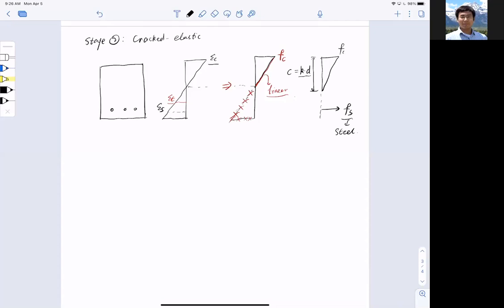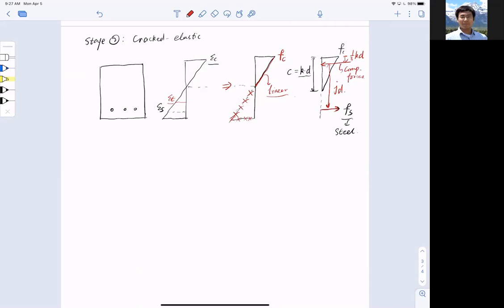And again, this is all under assumption that I will assume the whole concrete compression force acts at a distance of a third of kd away. And that is my compressive force. Now the distance between the compression and tension here is the lever arm jd. So that is the new stress distribution within the cracked section.